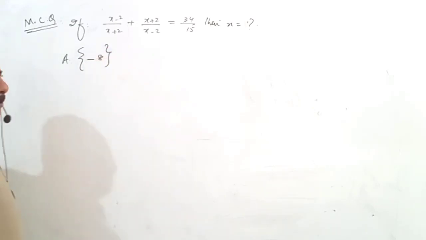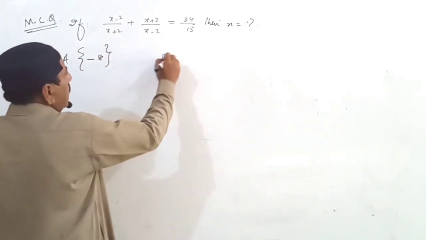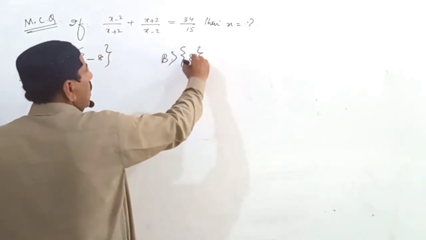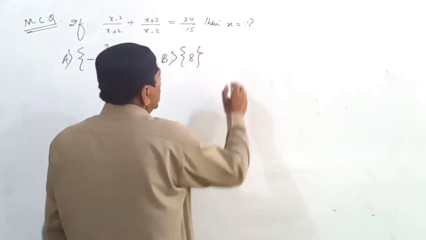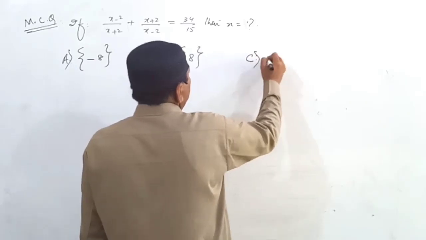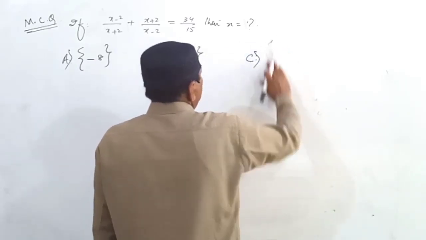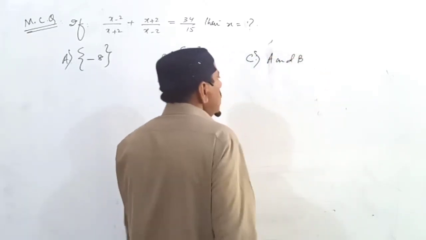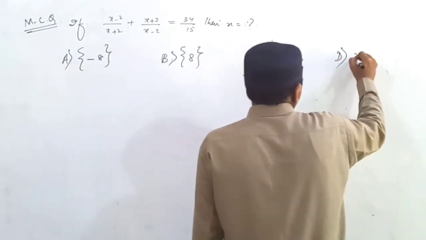minus 8. B, the value of x is equal to also plus 8. C, x is equal to A and B, both. D, none of these.